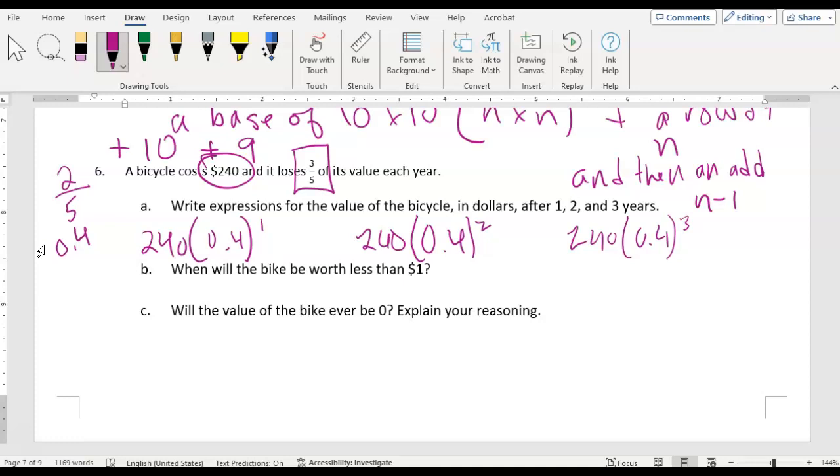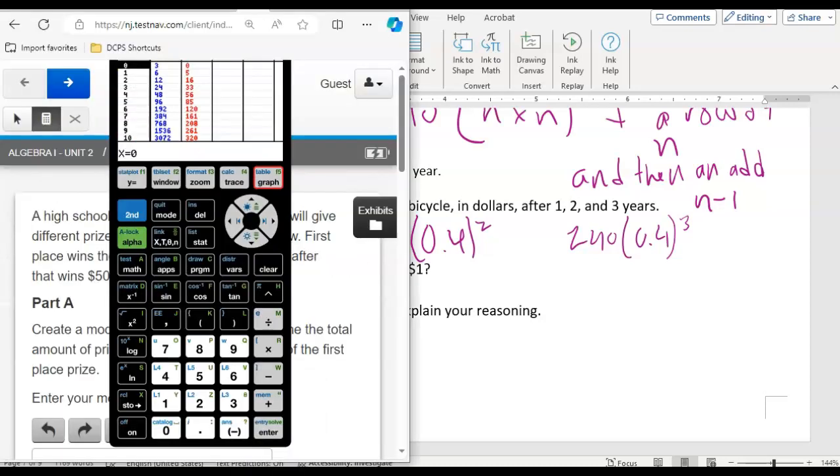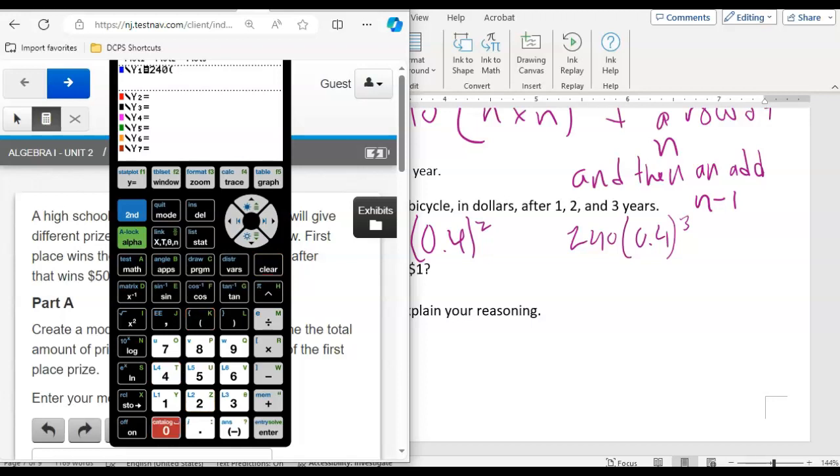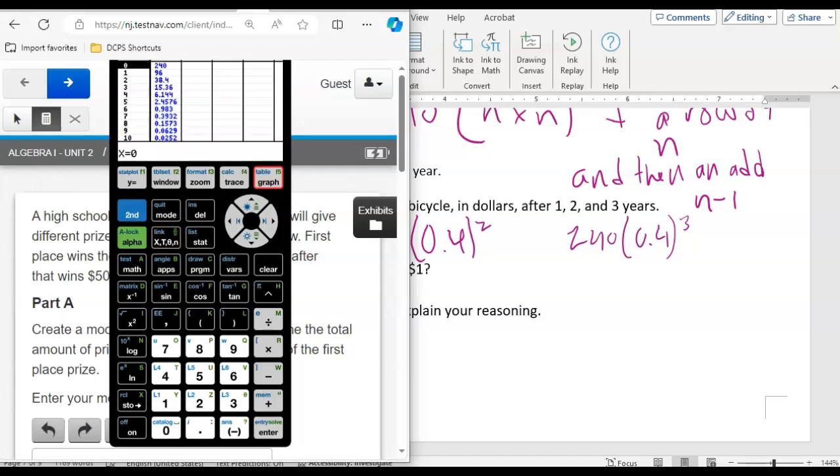When will the bike be worth less than $1? So let's go ahead and again use our calculator for that. You could continue to calculate that as well, but it's a lot faster to use technology here. So if we have 240 times 0.4 to the power of x, second table, we want to look at when is it going to be worth less than $1. That will happen in the 6th year.